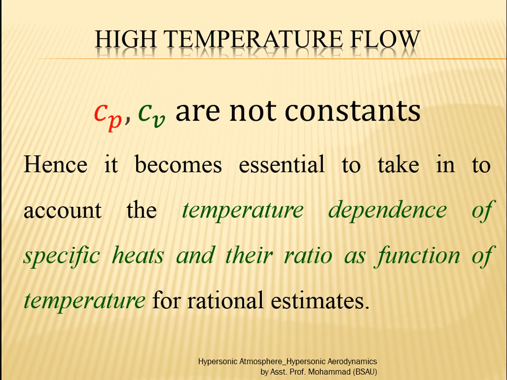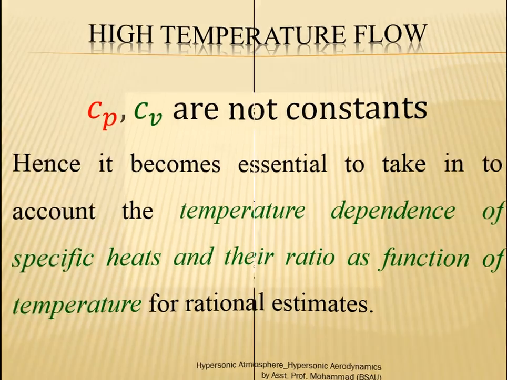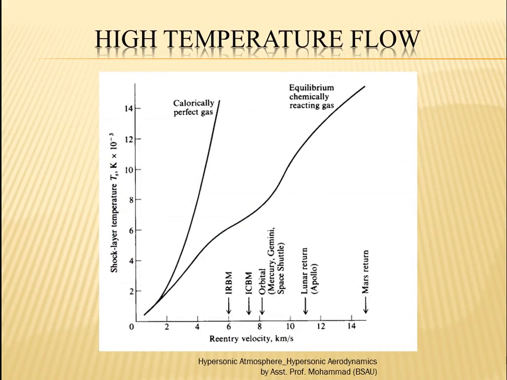Now Cp and Cv are not constant, hence it becomes essential to take into account the temperature dependence of specific heat and their ratio as a function of temperature for rational estimates. We can see that here. If you assume Cp and Cv to be constant, we'll get this kind of curve. So we have a calorically perfect gas situation here, but this is unrealistic.